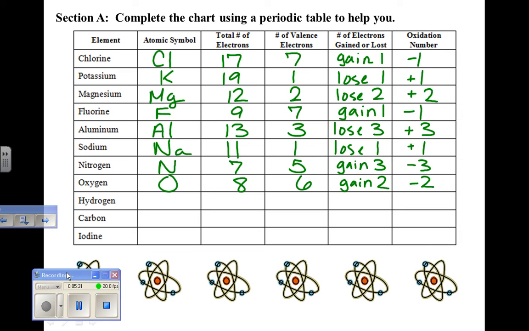Hydrogen, H, electrons, 1. How many electrons does hydrogen need to be full? It only needs 2 total, right? Because it only has 1 energy level. And it either wants to have 0 or be full. So, okay, hydrogen has 1 valence electron. It will either gain or lose 1. So its oxidation number is plus or minus 1.